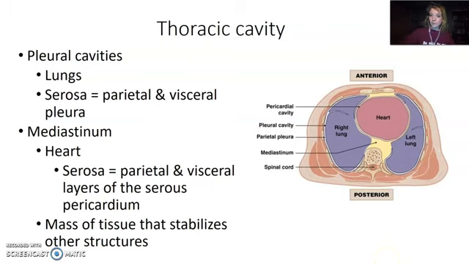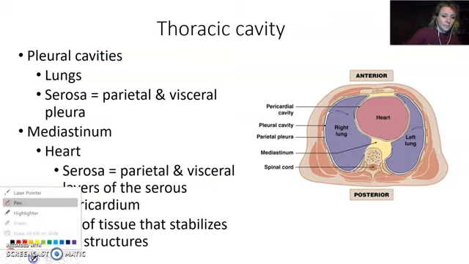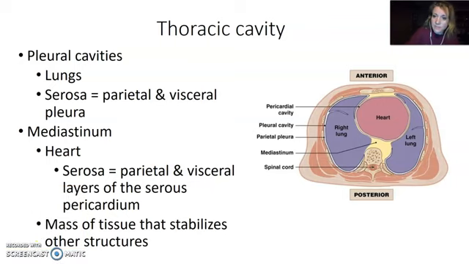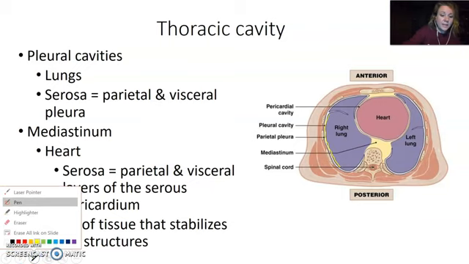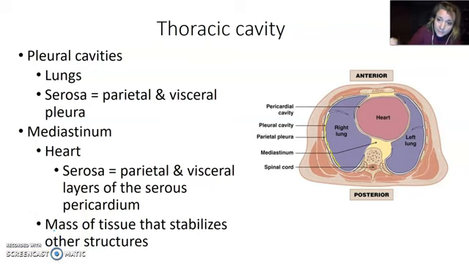So our visceral pleura is going to actually touch the lungs. So I'm going to use yellow to show that. And that would go right along here, actually touching the lungs. The parietal pleura would be along the body wall of the thoracic cavity. I'll use blue for that. So that's going to be right along here, right along where the ribs are.